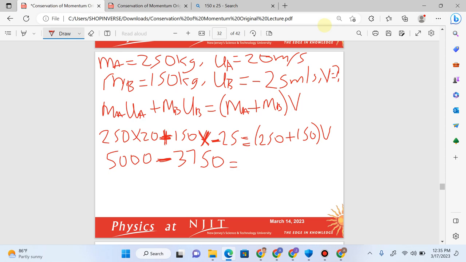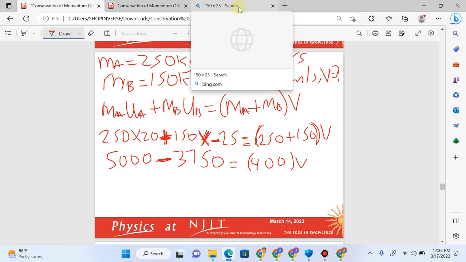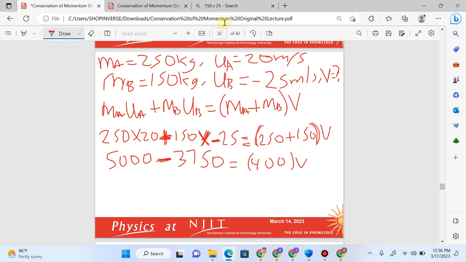Equal to. Now, what's inside the bracket? 250 plus 150. Add these two together, you get 400. Okay, that's what you have in the bracket, multiplied by V. Now let's go. 5,000 minus 3,750. 5,000 minus 3,750 will give us 1,250. Okay, so 1,250 equals 400 V.